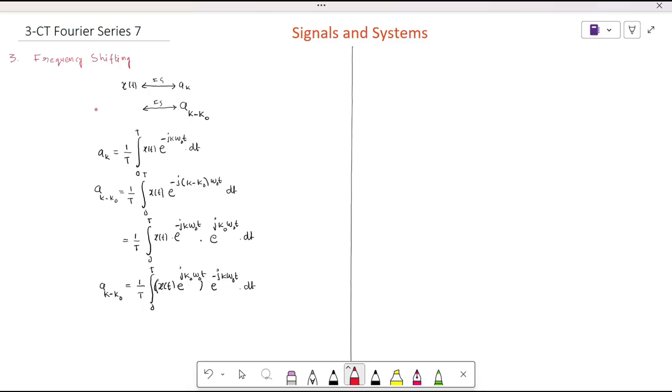So the corresponding signal in the time domain equals x of t into e power j k naught omega naught into t. So overall it is a signal in the time domain. It is not a function of k.